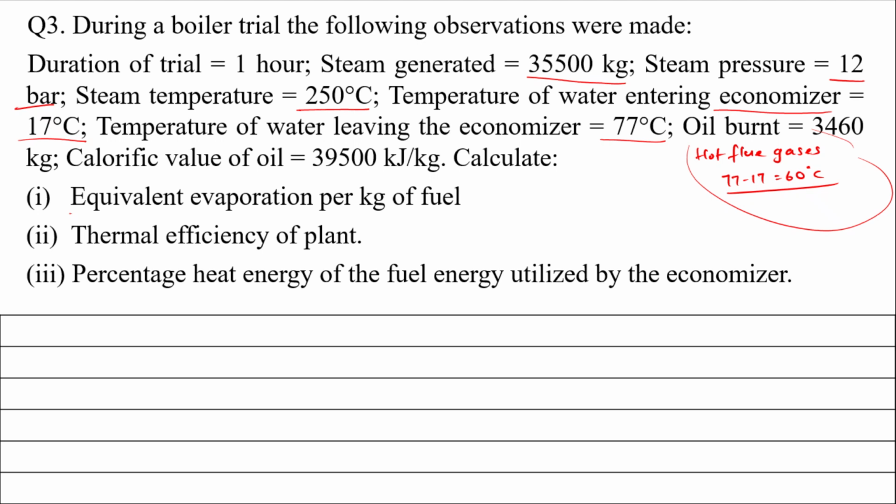The first part we already know how to arrive at, and the second part also we know the expression. In this question we'll see how to do the third part. Let us first start with the given data. Firstly, I am given the mass of steam, which is 35,500 kg.